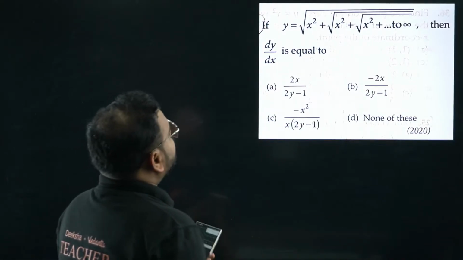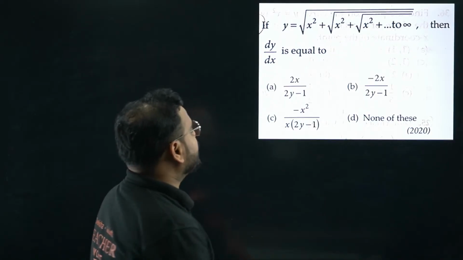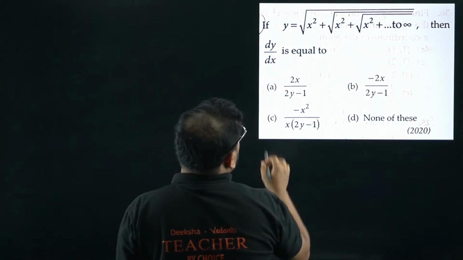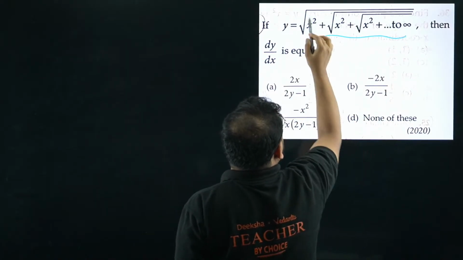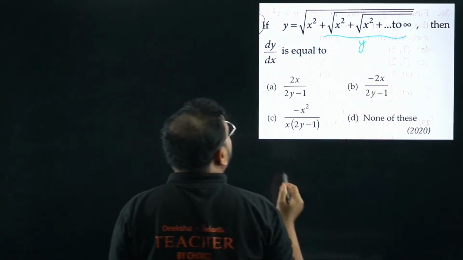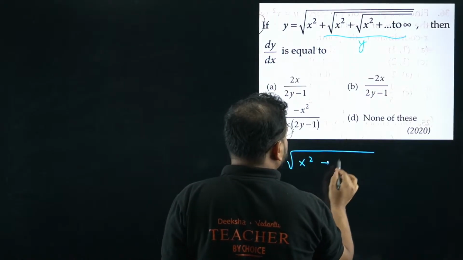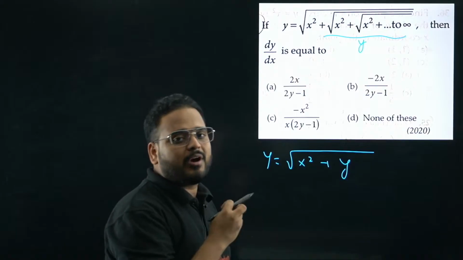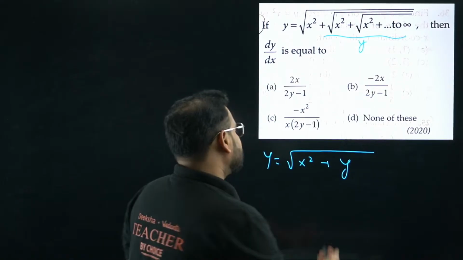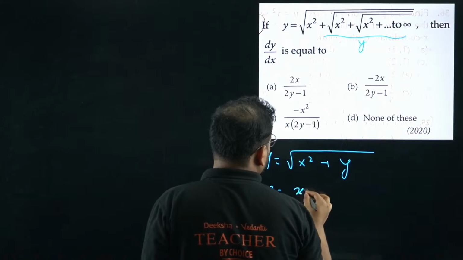So if y equals root of x square plus root of x square plus till infinity is there, please check what you're going to do. If I remove this part out, I'll still have y only, right? I can write this as y equals root of x square plus y, because from the infinite number of roots of x square, we can remove one out, and it'll still be y only. Now square it up, we're going to get y square equals x square plus y.